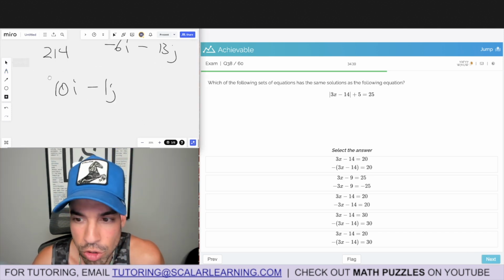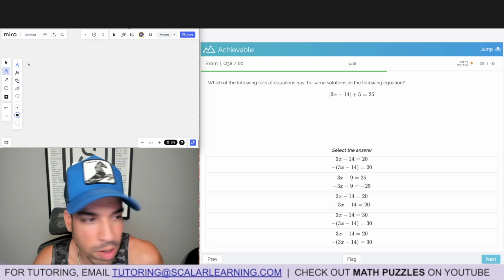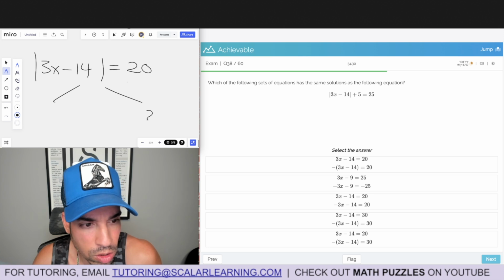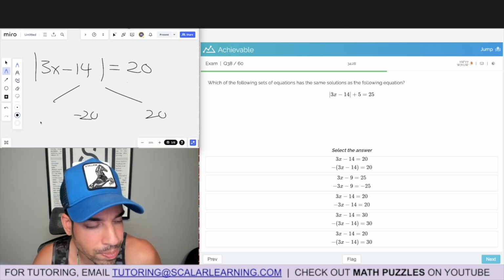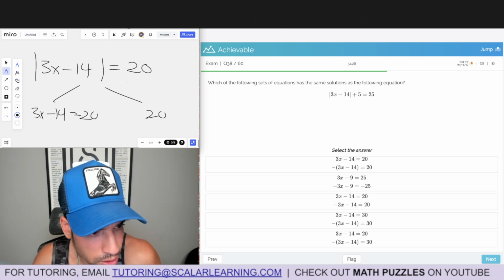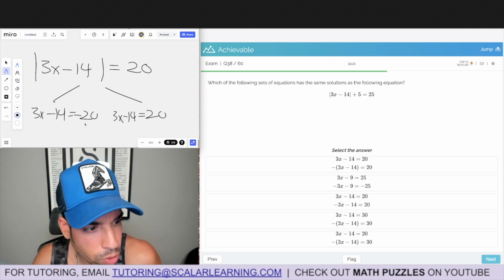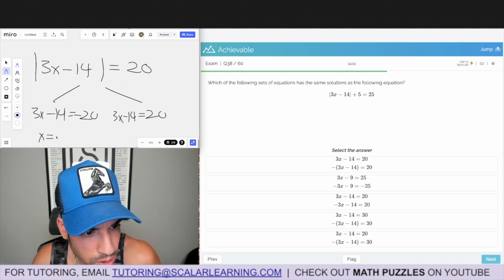Okay. Absolute value of this, which of the following equations has the same answer? So what are the solutions here? Let's solve this absolute value equation. Subtract 5 first and isolate the absolute value. So the absolute value of 3x minus 14 equals 20. Split it into two equations, 20 and negative 20. 3x minus 14 equals negative 20. 3x minus 14 equals 20. Add 14, that's negative 6 divided by 3, x equals negative 2.